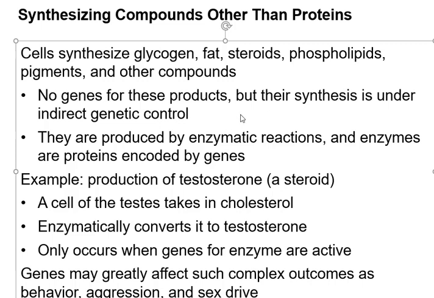So you don't have a direct gene coding for them, but you do have genes that turn on, and then they make enzymes that can then cause these things to be made. So their synthesis is called indirect genetic control.